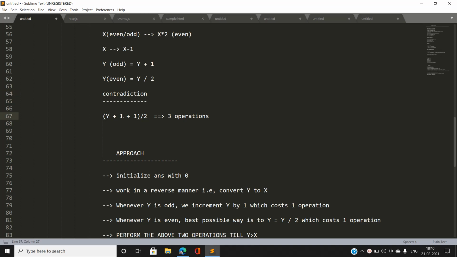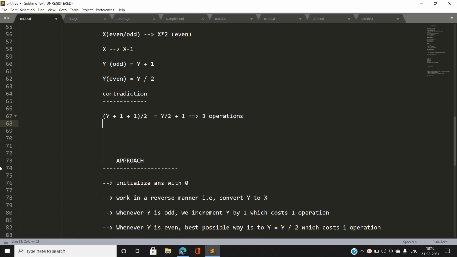Let's again add 1, it costs me a single operation. Now if we divide it by 2, note that these three operations are going to be equivalent to what? Let me write here, this is equivalent to y by 2 plus 1. Okay, and it costs me 3 operations. So first I am going to increment my y by 1, then again 1, and then divide by 2. It costs me 3 operations.